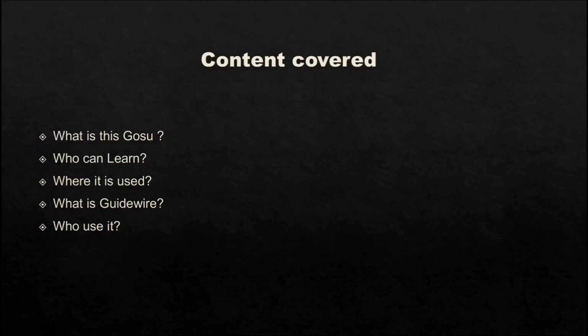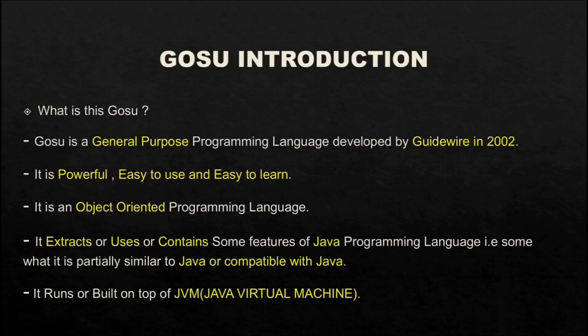Here are the topics which I have covered in this video. Those are: what is this Gosu, who can learn, where it is used, what is Guidewire, who use it. Coming to introduction of this programming language. What is this Gosu? Gosu is a general purpose programming language developed by Guidewire in 2002.